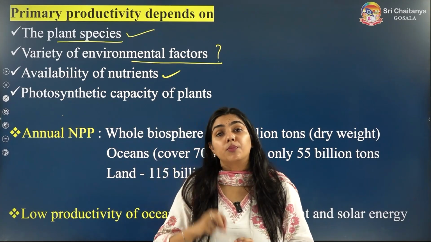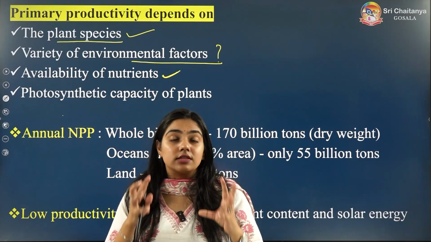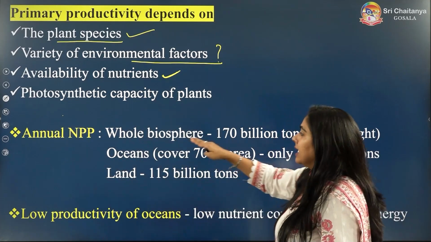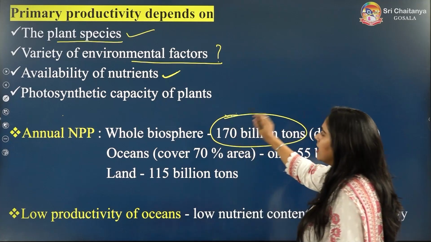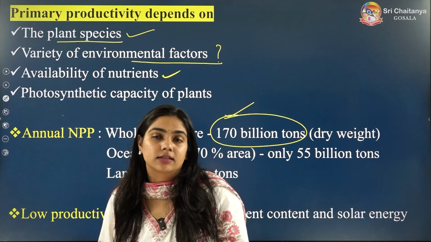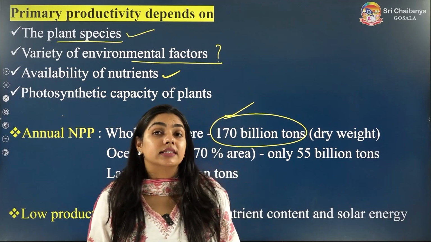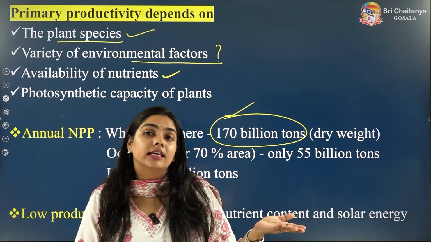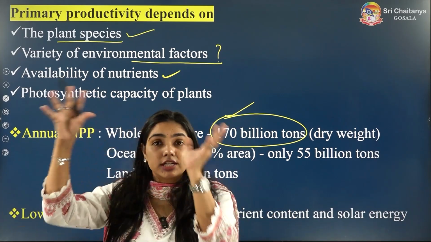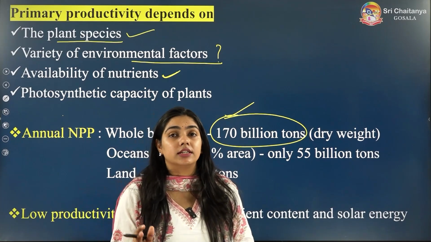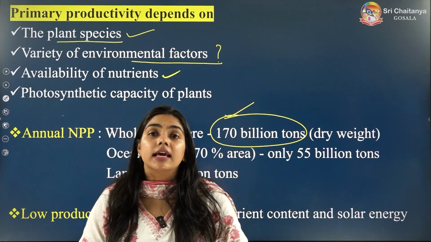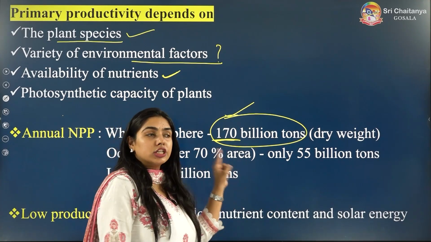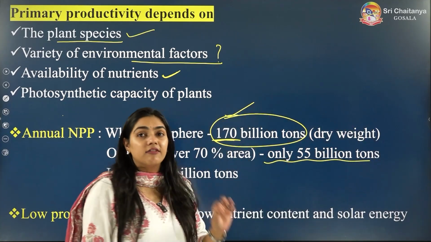Now let us talk about the productivity of the whole biosphere. This is what you have to remember, because it is the data given in NCERT. The annual net primary productivity of the whole biosphere is 170 billion tons. We are measuring it in dry weight because it is more accurate. Now, in the whole biosphere, is land area more or are oceans more? Obviously, oceans are covering a large area, 70% of the area of the whole biosphere. But if you see their productivity, out of 170, the oceans' productivity is only 55 billion tons.